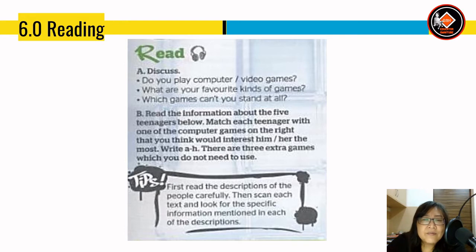And then B, read the information from the 5 teenagers below. So here are their opinions. Match each teenager with one of the computer games on the right that you think would interest him or her the most. Write A to H. There are 3 extra games which you do not need to use. Tips. First, read the descriptions of the people carefully. Then, scan each text and look for specific information mentioned in each of the descriptions.